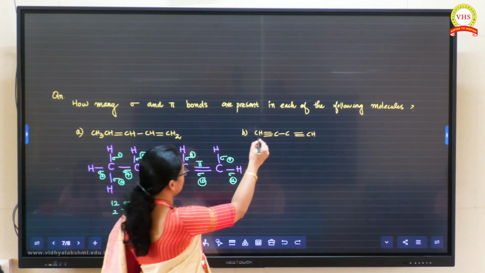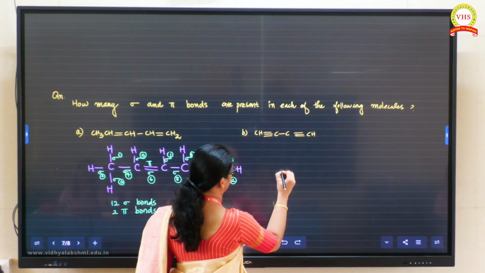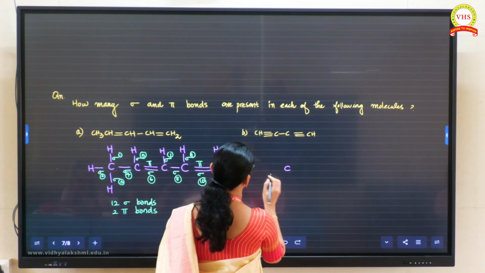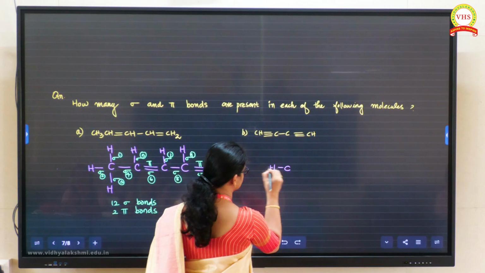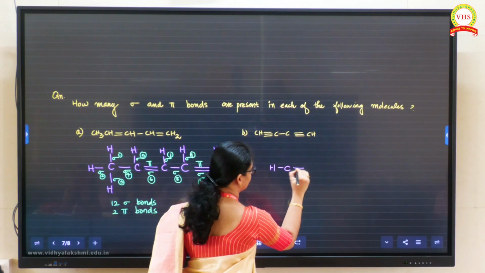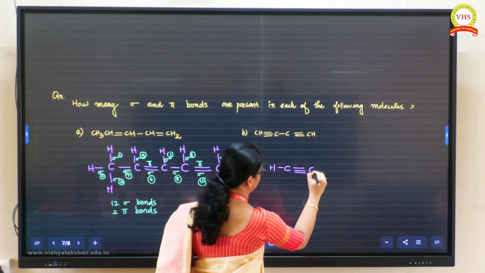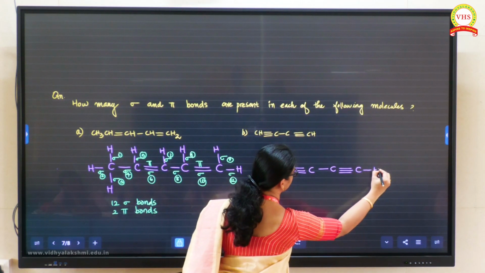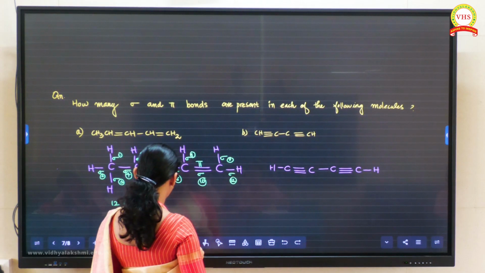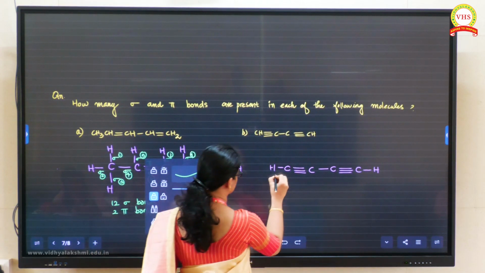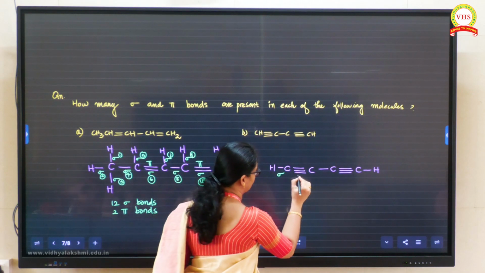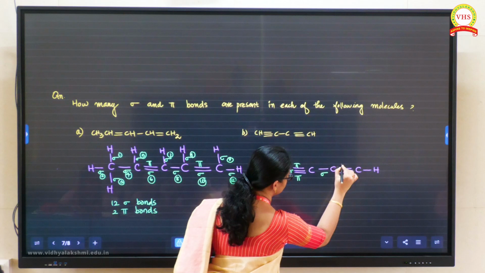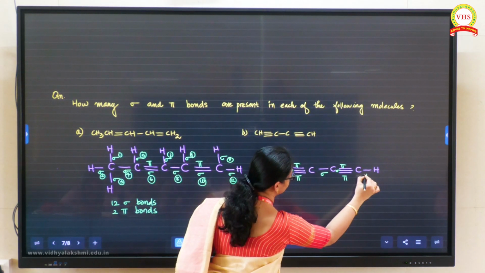Okay. So in this compound, how many sigma and how many pi bonds? Here, the first carbon has one hydrogen atom, and on the right side a triple bond, so the 4 valency is satisfied. Carbon, carbon triple bond, carbon, hydrogen. Then how many sigma bonds and pi bonds? Triple bond means 1 sigma, 2 pi. Sigma, sigma, pi, pi, sigma.